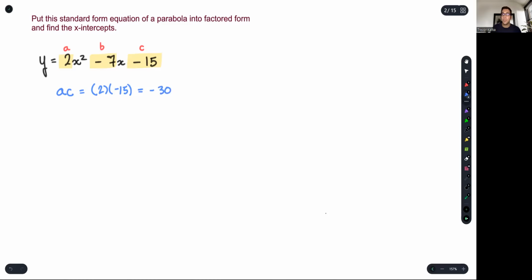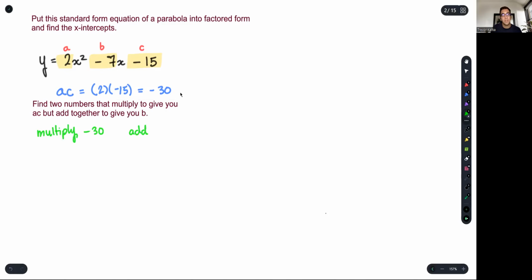Then our next step, once we've computed A times C, is we're going to find two numbers that multiply to give you AC, but add together to give you B. In our case here, B is negative 7. So what we're looking for is two numbers. Those two numbers are going to multiply to negative 30, and they're going to add to negative 7.